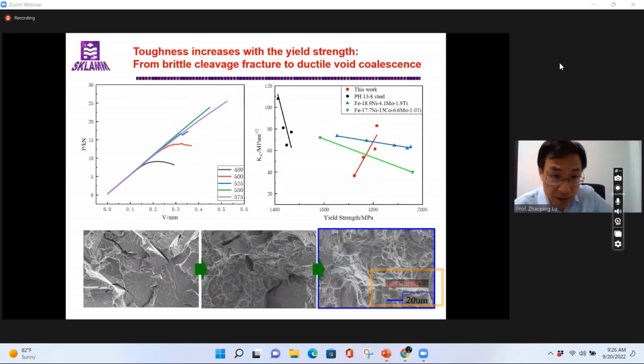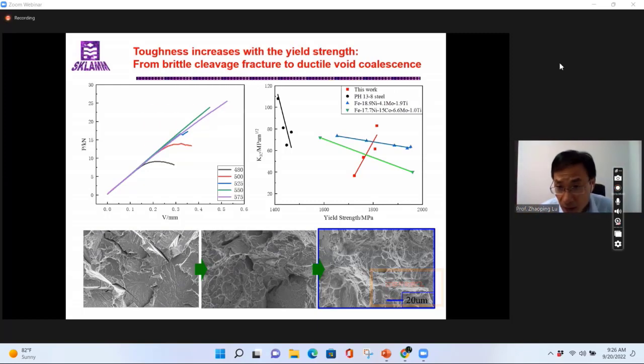For our material, as you see, with the increase of yield strength, toughness is increased, as indicated by the red line on the right figure. For the rest of the materials, you see, with the increase of yield strength, toughness is decreased. The fracture graph shows that the fracture mode actually transferred from brittle cleavage fracture to ductile void coalescence.